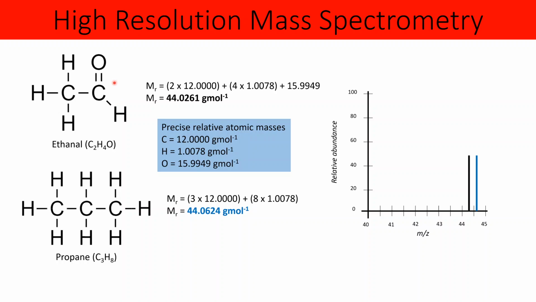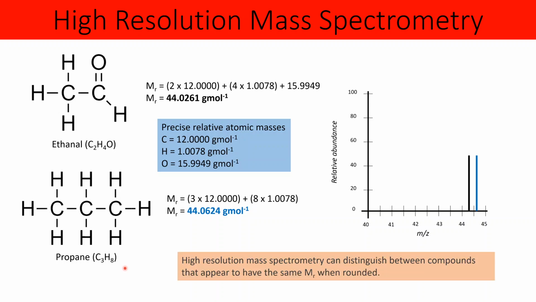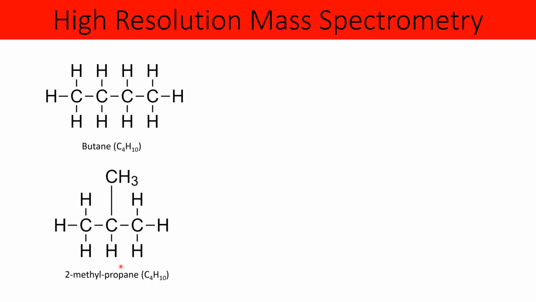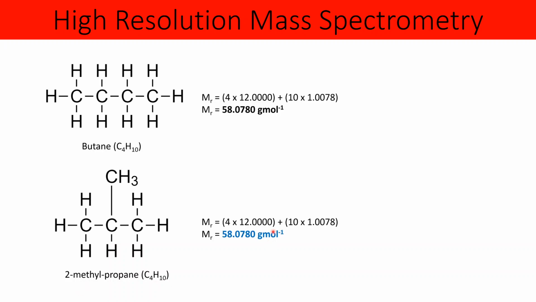Notice how their molecular formula is different though. They do contain atoms of different elements, and this highlights one limitation of this method. If I took something like butane and 2-methylpropane, which are structural isomers of each other, okay, same molecular formula, different structural formula. To be a bit more specific, these are chain structural isomers of each other because we've altered the carbon backbone. Now, if I calculate the MR of this one at C4H10, I get 58.0780. If I calculate the MR of this one also at C4H10, I get the same value.